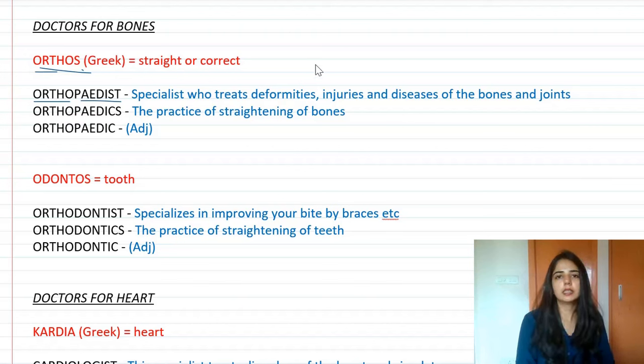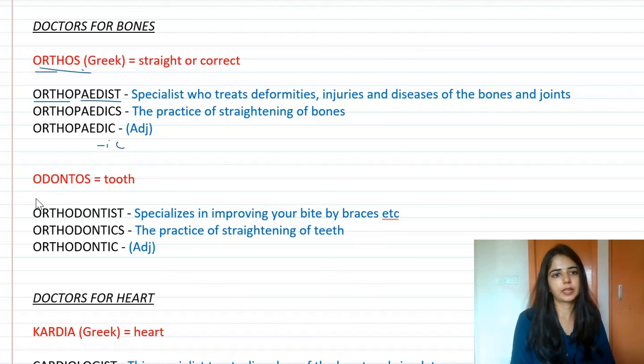So basically earlier children used to fall down, they used to get a fracture or a spinal curvature or something. So the doctor who used to straighten their bones was known as orthopedist. But now this term has been generally used for all the people, not just for children. If you break a bone, you get a fracture or anything, the one who straightens, corrects your bones is orthopedist. And the practice of straightening of bones is orthopedics, and by adding ic we have made orthopedic.